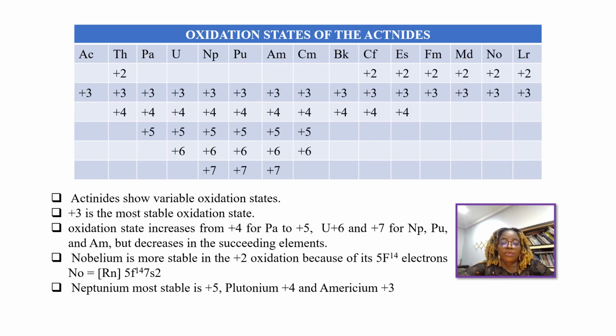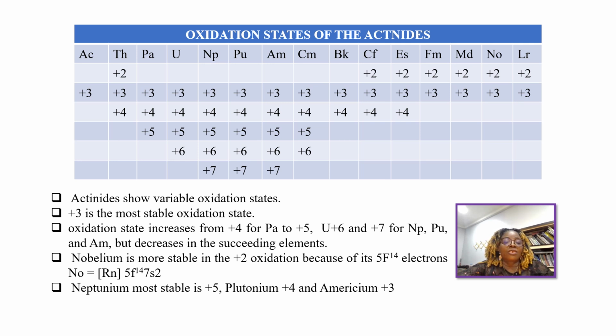What are the oxidation states of the actinides? We found that actinium has a +3 oxidation state, thorium has +2 to +4, and it increases through neptunium, plutonium, and americium, having +3 to +7 oxidation states. From then it begins to decrease again, up to lawrencium, now having a +3 oxidation state again.